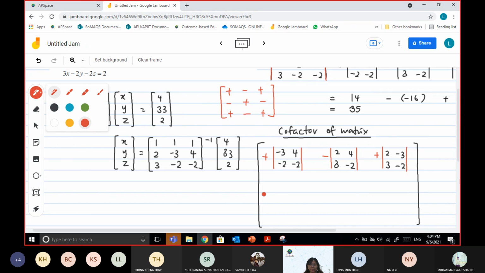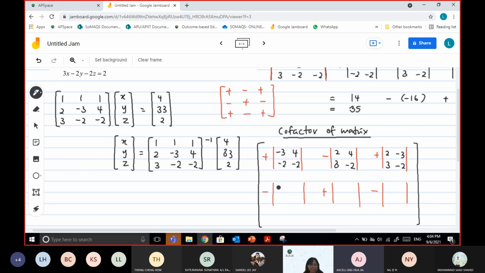Excel, are you here? Negative. Positive, negative. Okay, negative, positive, negative. Okay, now give me the value for the first one here. Okay, 1, 1. Negative 2, negative 2. 1, 1, negative 2, negative 2.